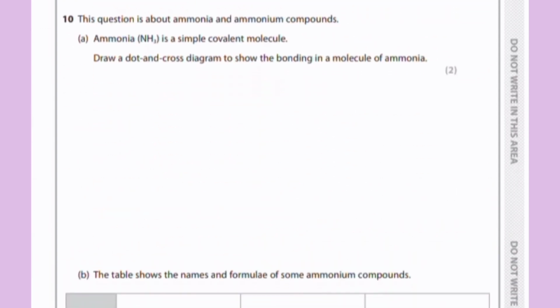Question 10. This question is about ammonia and ammonium compounds. A. Ammonia NH3 is a simple covalent molecule. Draw a dot and cross diagram to show the bonding in a molecule of ammonia. Nitrogen is in group 5 of the periodic table, which means it has 5 electrons in its outermost shell. It needs 3 more electrons to have a full outer shell.